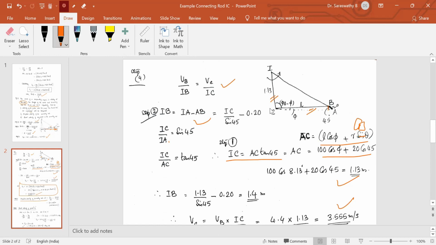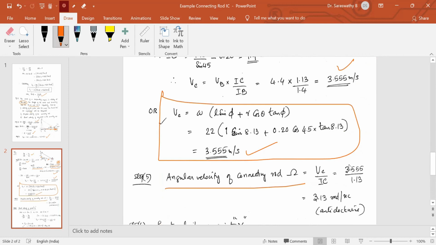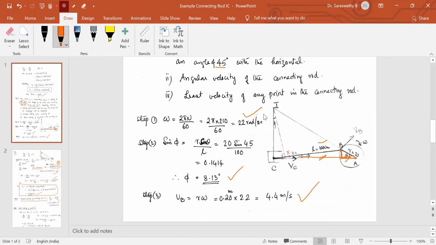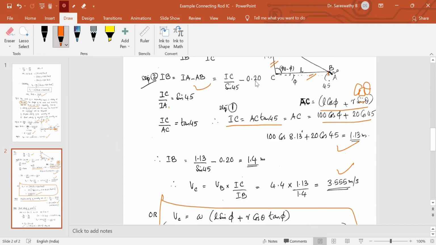AC is L cos phi plus R cos theta. From that, you get IC equal to AC tan 45. So VC by IC will give you the angular velocity omega of the connecting rod. Or it will be VB by IB. Anyway, we have to find either the distance IC or the distance IB, so it is better you apply the trigonometric principles and find out all the distances.